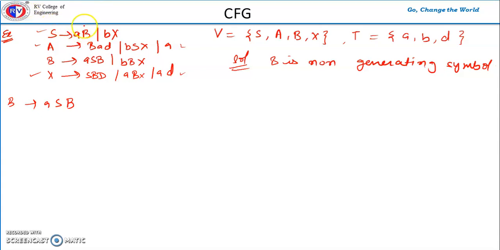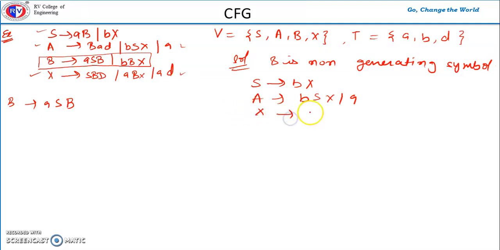So here S to AB should be removed, and we will have only S to BX. Then for A, wherever B comes, the whole production we have to remove, so Bad will be removed, and A will have only the production to a. The complete production for symbol B will be removed, and then X to ad remains. The production with ABX contains B, so it will be removed. So after removing non-generating symbols, this is my grammar. This is step 1.